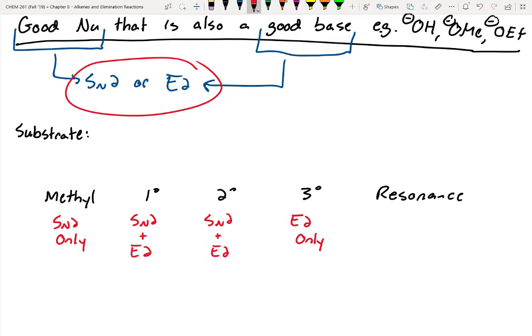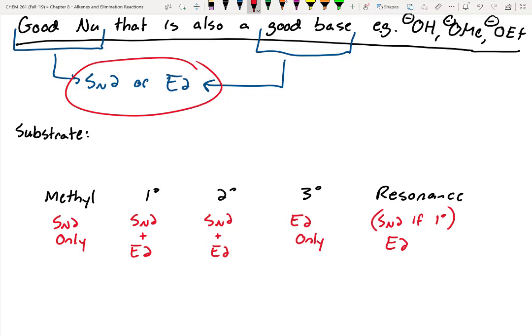All right, what about resonance? Well, it depends for resonance, right? So if we think about resonance, resonance can be a primary carbon, which can do SN2. So I'll just say SN2 if primary. However, it's likely not going to do SN2 if it's secondary. However, E2 is definitely possible.